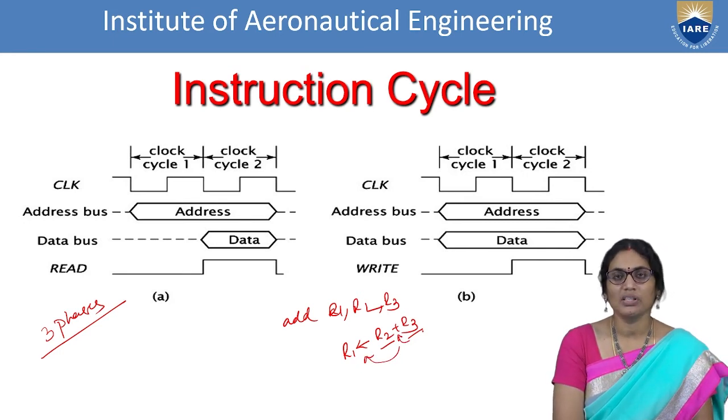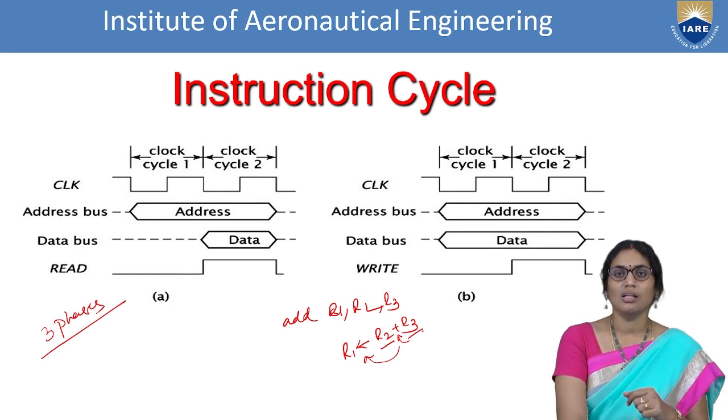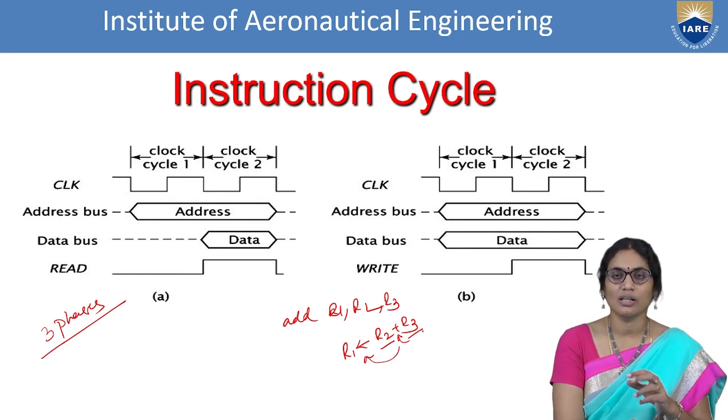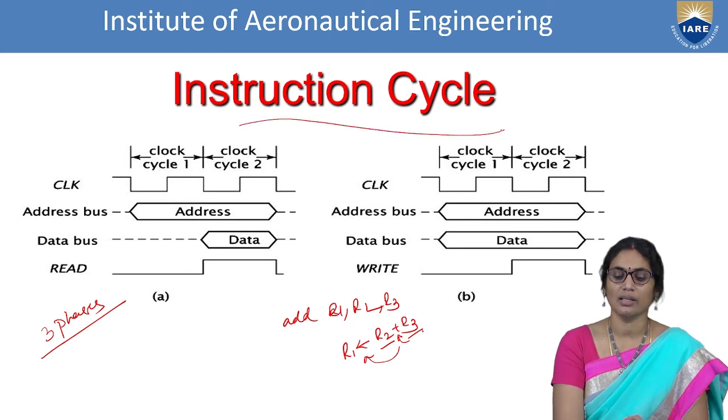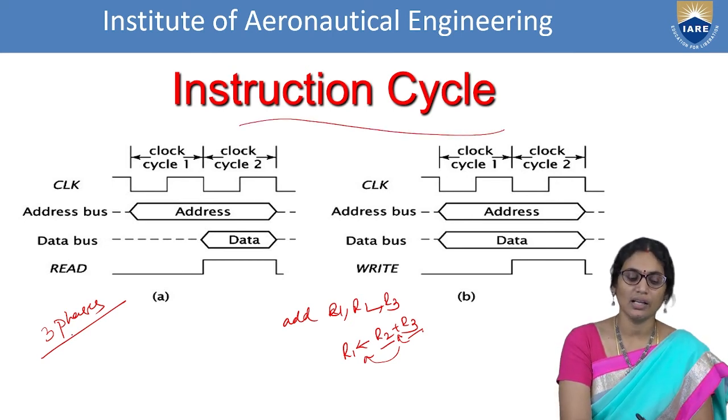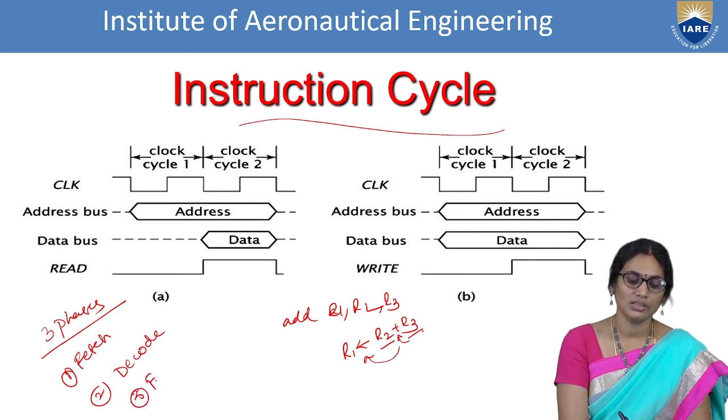These things are generally understood by human understanding. But internally, machines execute in the form of ones and zeros, so it cannot understand this easily. So how do we execute or manipulate this? For understanding this, we need to go for a concept called the instruction cycle. The instruction cycle has 3 phases. First one is fetch. Second one is decode. Third one is execute.